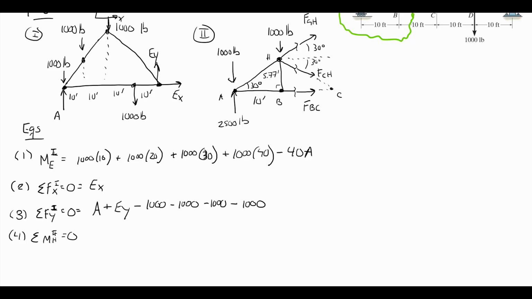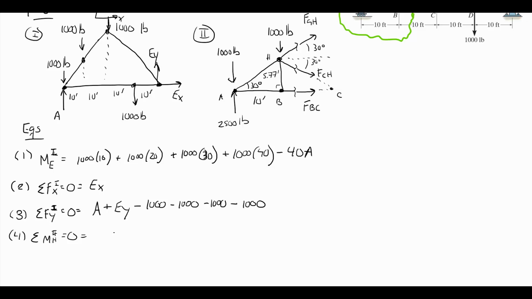What this will do is 2 of my unknowns will not appear here, because CH and GH have lines of action that pass through H, so they will not contribute to the moment. And that 1,000 pounds acting on H also will not. So I'm going to eliminate 2 unknowns and be left with just 1 unknown when I write this equation.